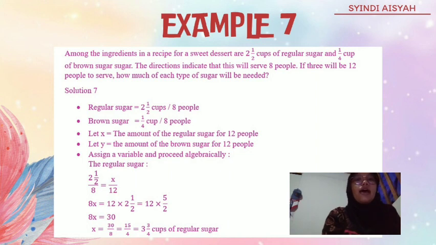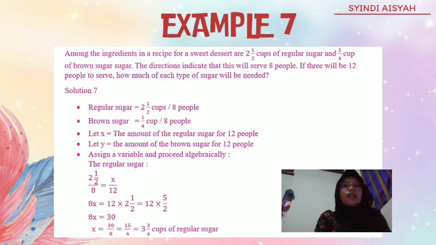Assign a variable and proceed algebraically. The regular sugar: 2.5 per 8 equals x per 12. 8x equals 12 times 2.5 equals 12 times 5 over 2. 8x equals 30. x equals 30 over 8 equals 15 over 4. 15 over 4 equals 3 and 3/4 cups of regular sugar.